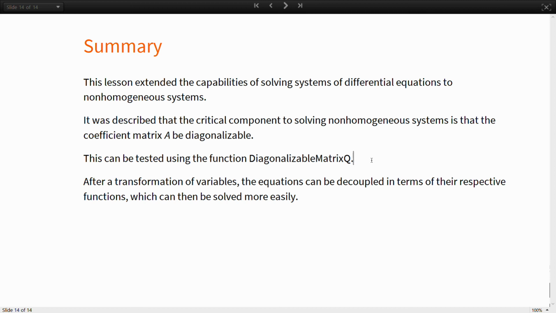Once the transformed dependent variables have been found, we can transform back to find the solution to the original system of non-homogeneous differential equations.